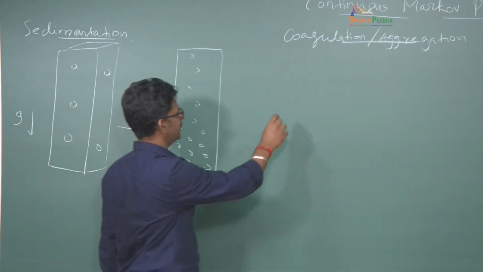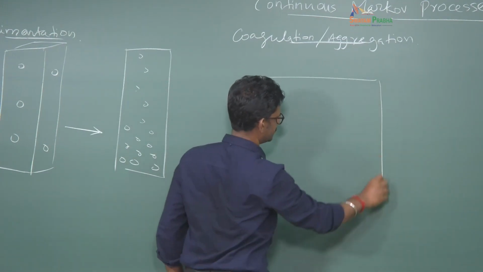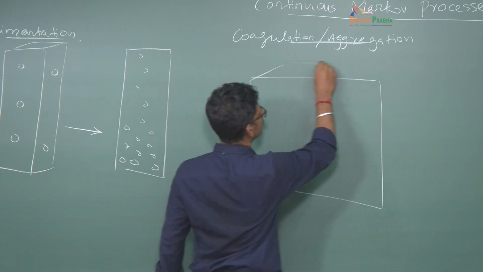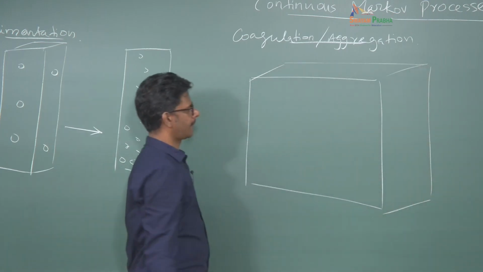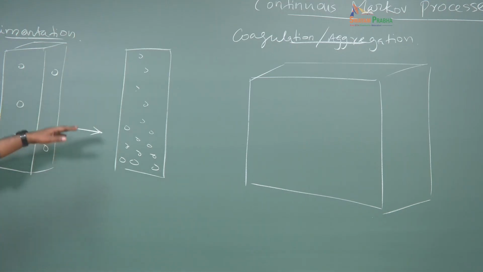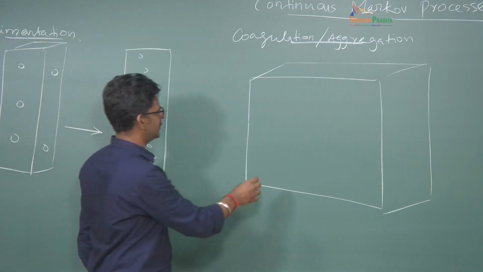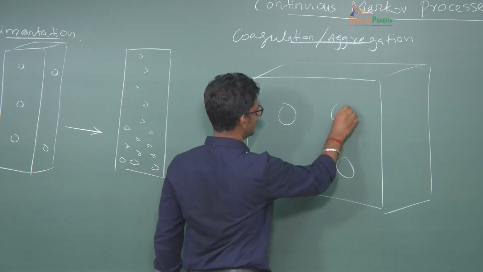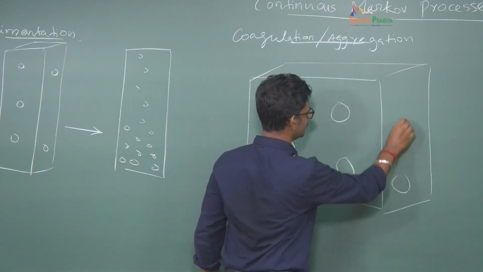Here what we have is a system, no gravity here, but I have too many particles here. Okay, so I have so many particles and they actually diffuse around.